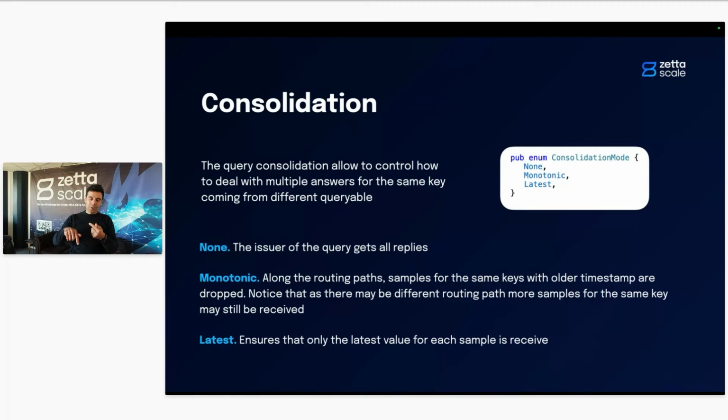And with latest, it ensures that for every single key, you get the latest value. So in this case, even if you have multiple paths, there is one other step of consolidation. So you always get one sample per key, per value, per timestamp. And again, depending on how you use queryables, one or the other of these consolidation modes makes sense.